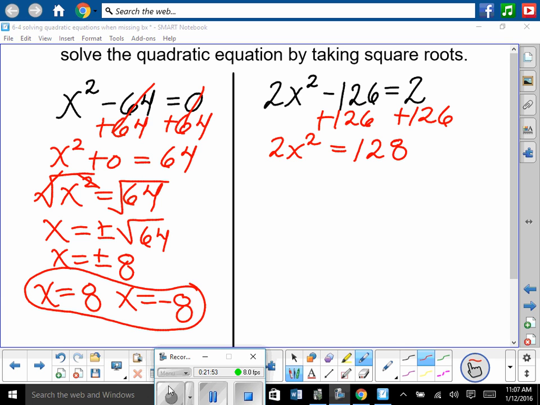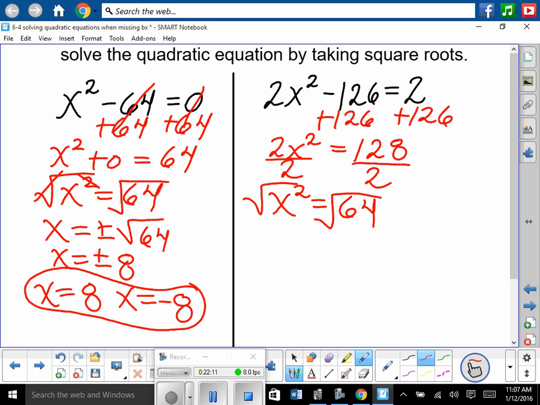So continuing. Then from here, what will I do? Divide by 2. Good. We've got to isolate x squared completely. So divide both sides by 2. So we have x squared is equal to 64. We've isolated x squared. So then what will we do? Square root both sides of the equation.